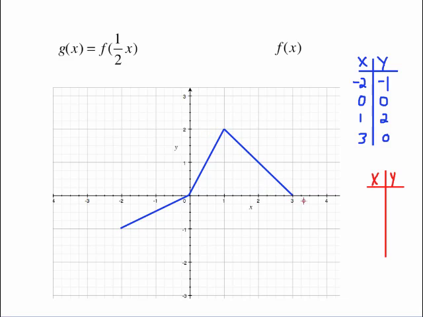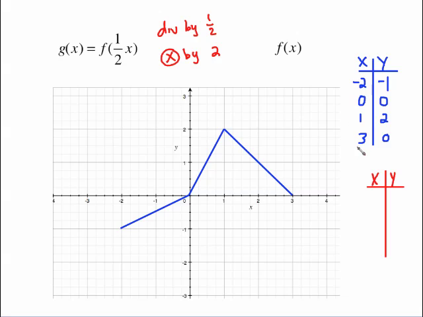Now another little funky drawing here. Here's my original values that are in the t-chart, and this says f of 1/2 x. It's inside with the x, therefore it's an x thing, and we do the opposite. What the rule said is divide by 1/2. I say, since that's a fraction, instead of dividing by a half, you want to multiply by the reciprocal. The reciprocal of 1/2 is 2, and we're multiplying the x value because this is an x thing.